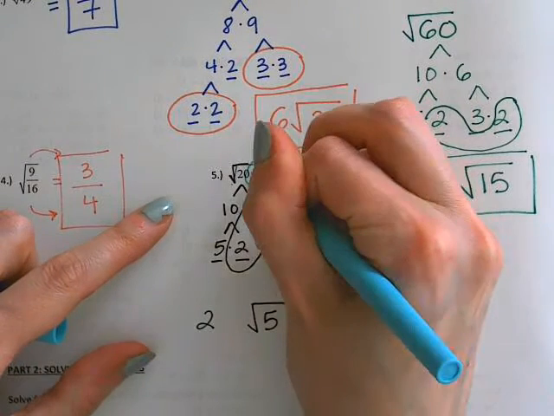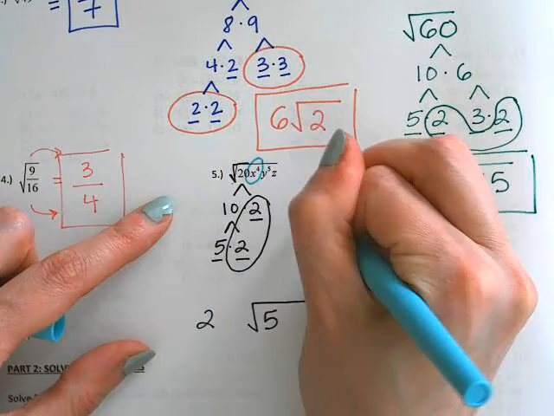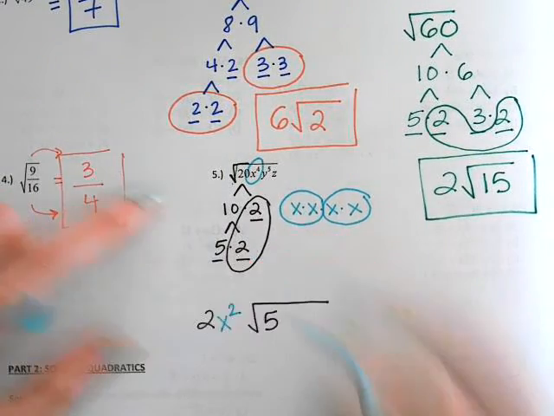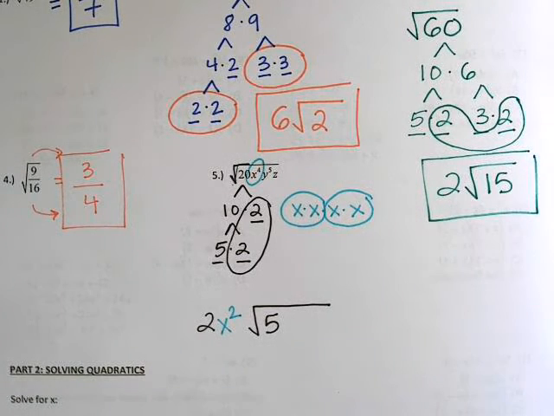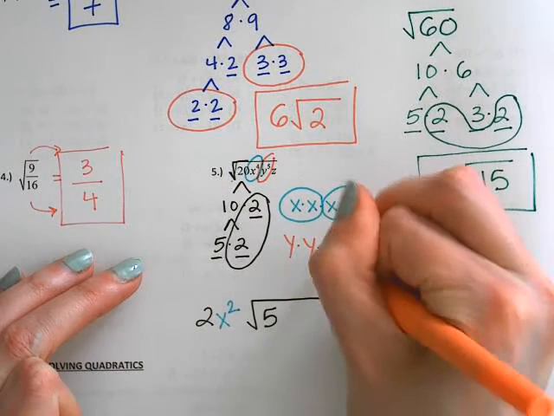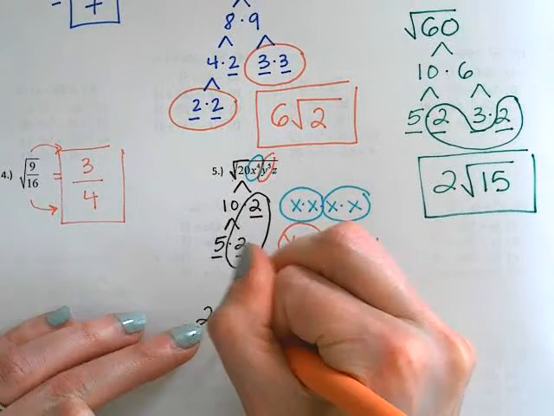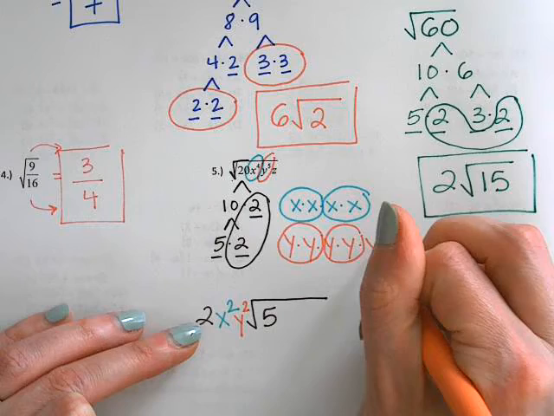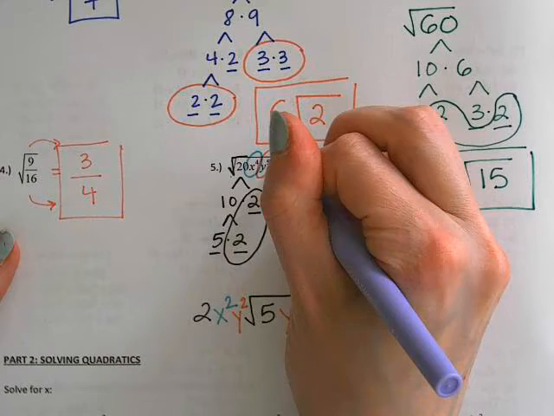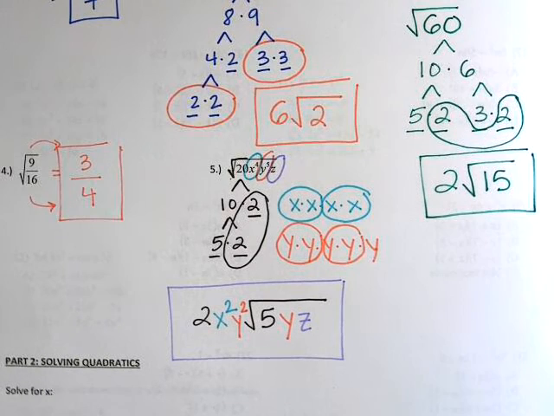If we have 4 x's, how many doubles do we have? We have 2 doubles, which means we can pull out an x squared. Nothing left. Now we have 5 y's. How many doubles? 1, 2. So we can also pull out a y squared, but there is a single left inside. And then since there's only one z, they stay inside. So this is how you do it with variables too.